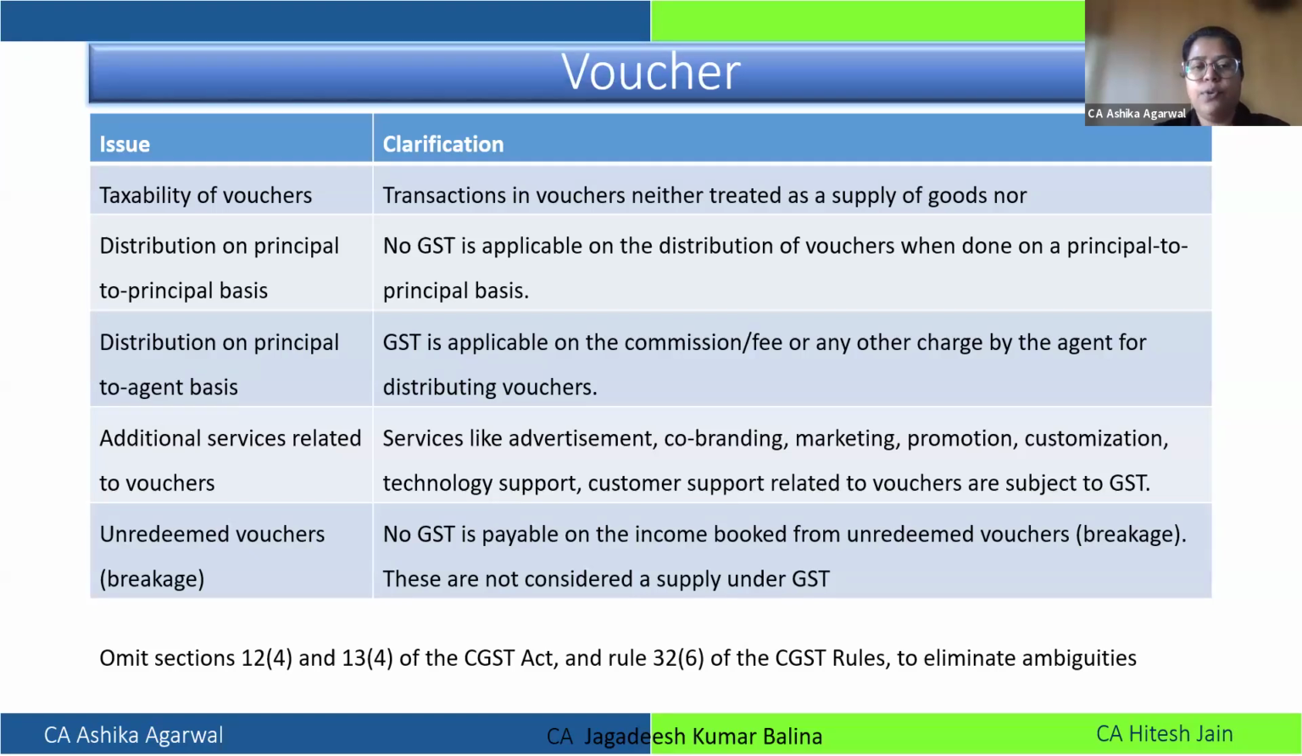And obviously, if you are providing, as a distributor or as an agent of that principal, any additional service by way of advertisement and co-branding and all, they are saying it will be liable to GST because it's an additional service which you are providing in return of the voucher which the principal is giving to you.